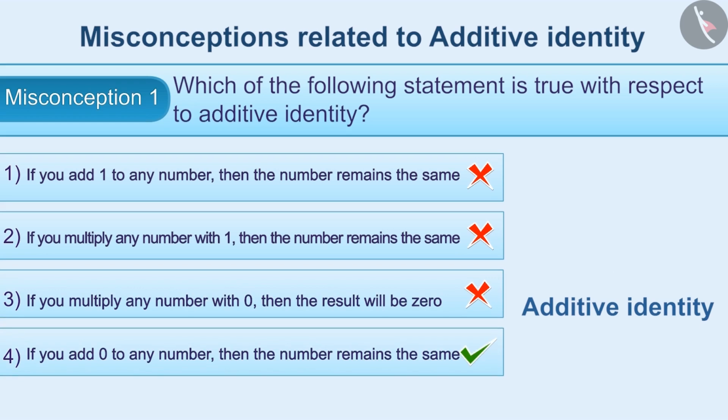Option 4 is the correct answer with respect to additive identity. That is, if you add 0 to any number, then the number remains the same. Whether we add any number to 0 or 0 is added to that number, the result always remains the same. For example, 5 plus 0 is equal to 5. 0 plus 3 is equal to 3.